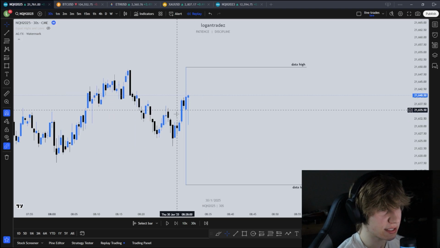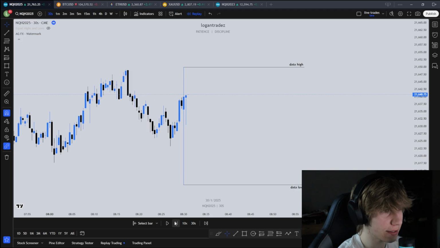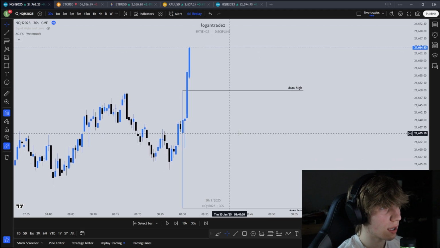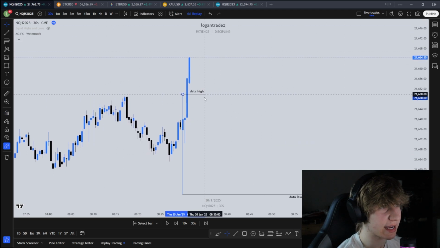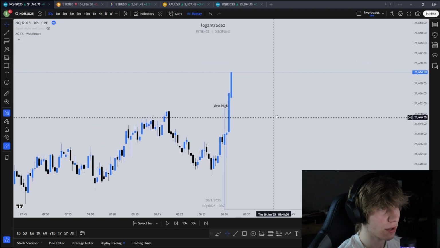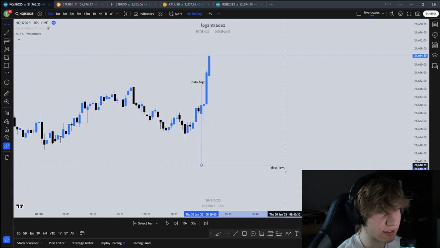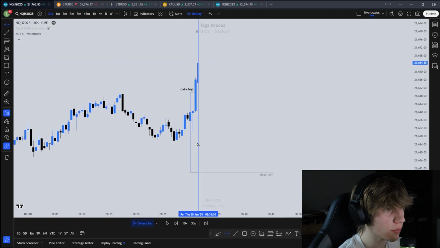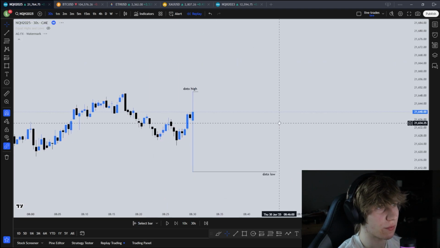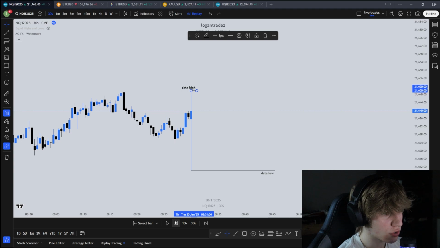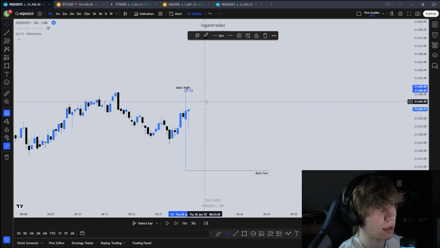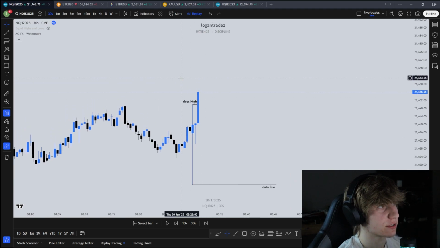And you can see here, I go on to the 30-second. You can see we get this big move up. We take out this data high, right? Now, the only one we have left is the data low. Before we take out this data high, I don't know which one it wants to take out first, so I wait for it to take one out. You can see here we take out the data high first.